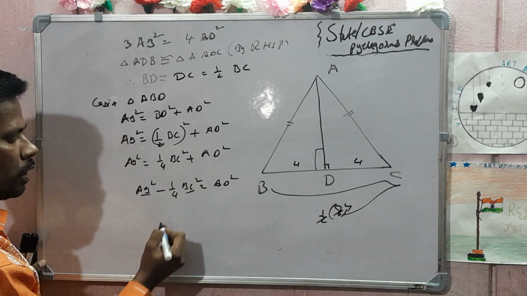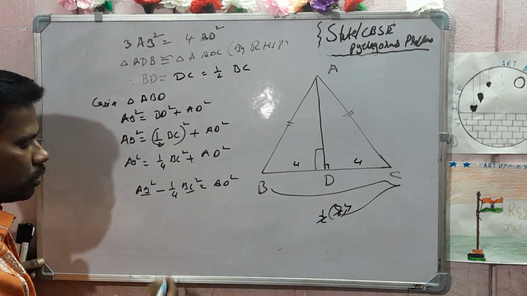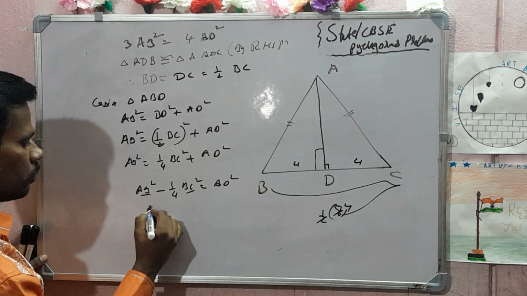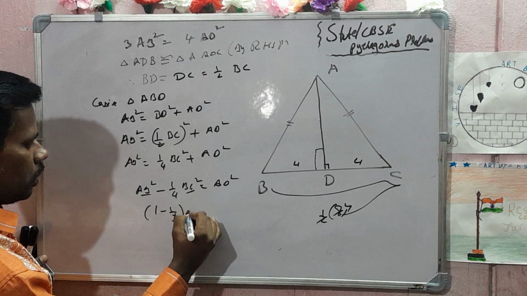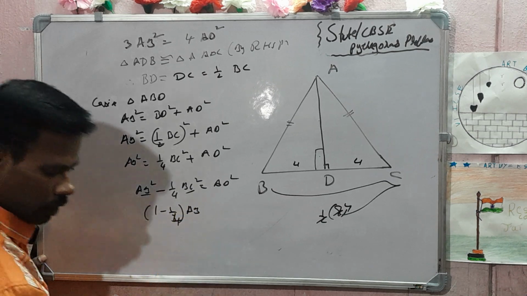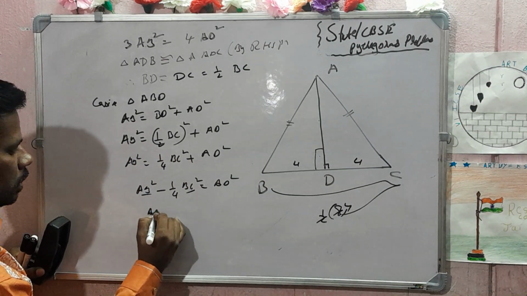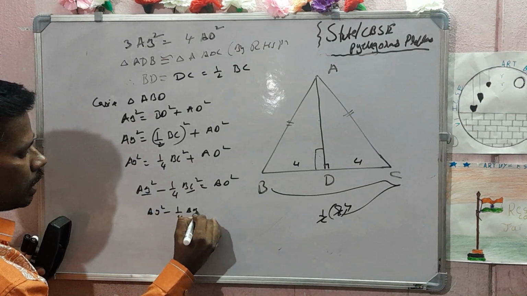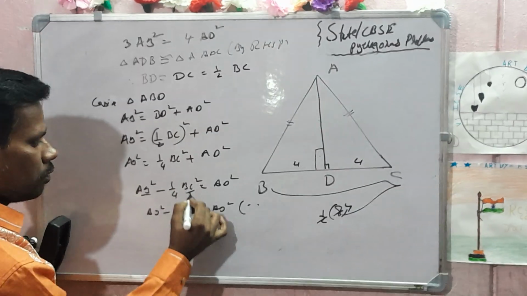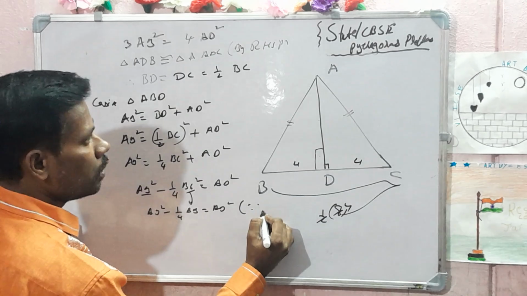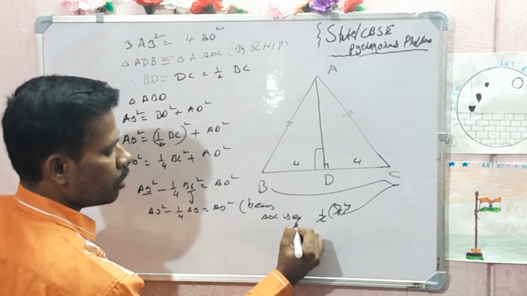So here AB is there, BC is there. In an equilateral triangle, all sides are equal, so both are the same. So AB square minus 1 by 4 AB square. Why do you have to write like this? In place of BC, why are you writing AB? Because ABC is an equilateral triangle.